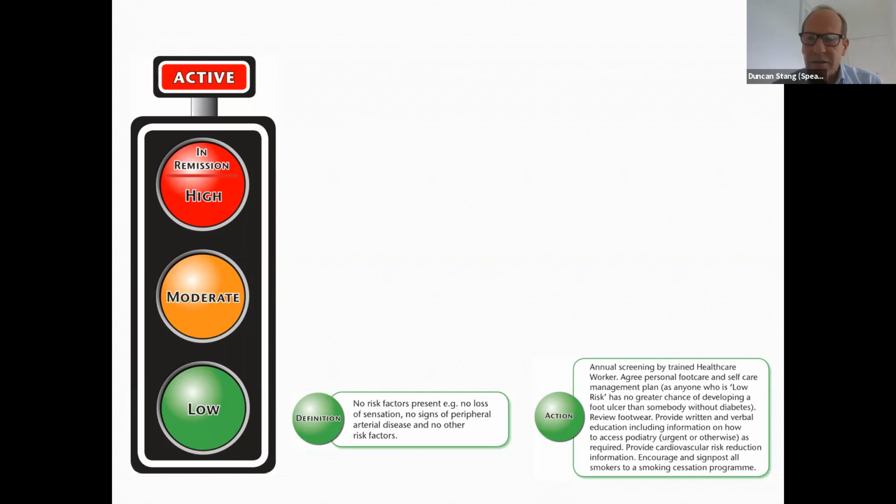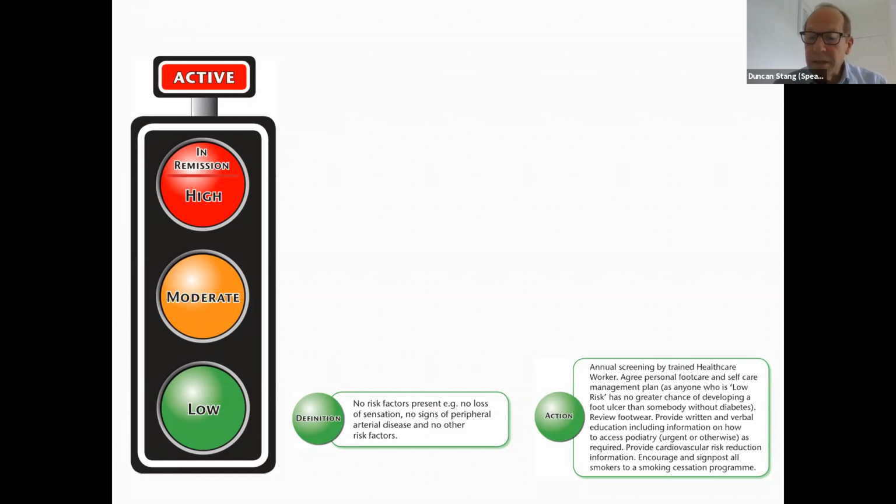Now, why is this a self-care management plan? Because anyone who is low risk has no greater chance of developing a foot ulcer than somebody without diabetes. You have a 99.6% chance of being ulcer-free for the next 2 years.